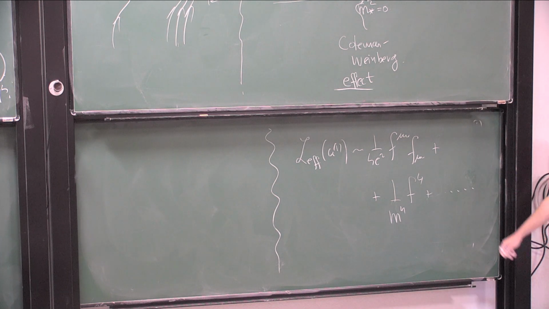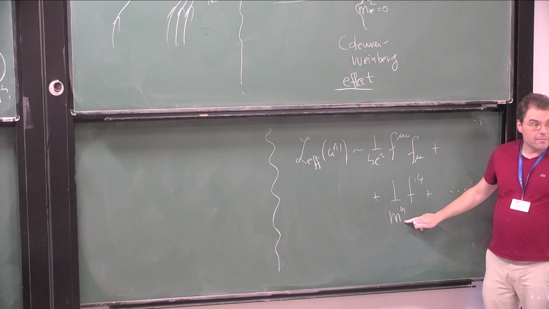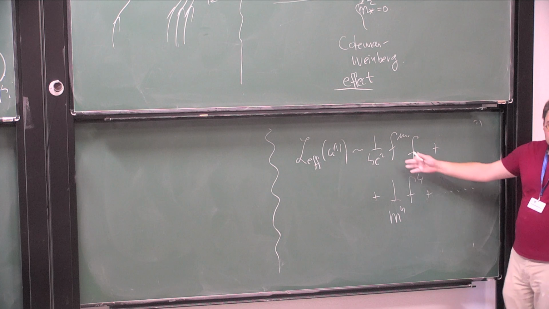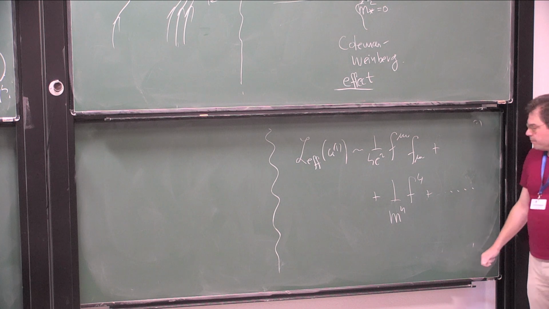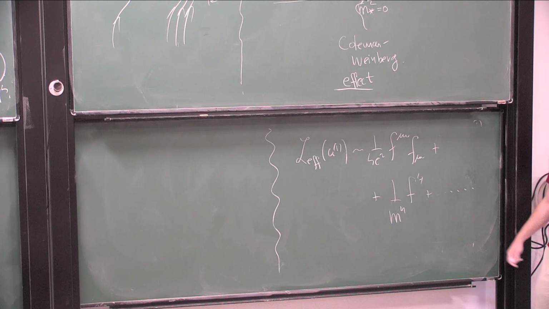So you get a power series in f and its derivatives suppressed by powers of the massive charged particle that you integrated out. This is an example of an effective action or an effective Lagrangian. And you can do these calculations explicitly in a series expansion in f.